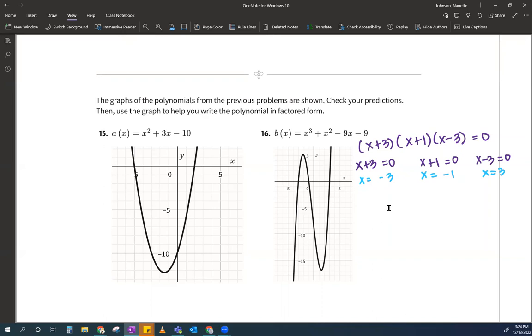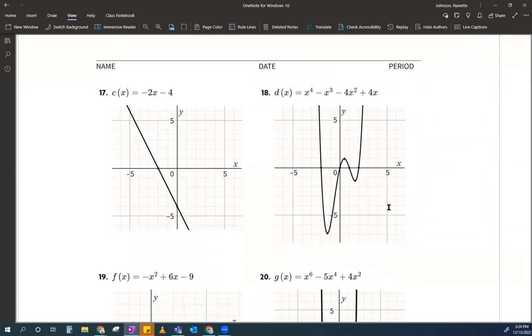Okay. So number 17 is very similar, and you guys are like, Ms. Johnson, this isn't a polynomial, it's a line. Technically, this is a polynomial. Poly means many, nomial is like many terms. So it does have many terms, right? So Ms. Johnson, how would you write this in factored form?